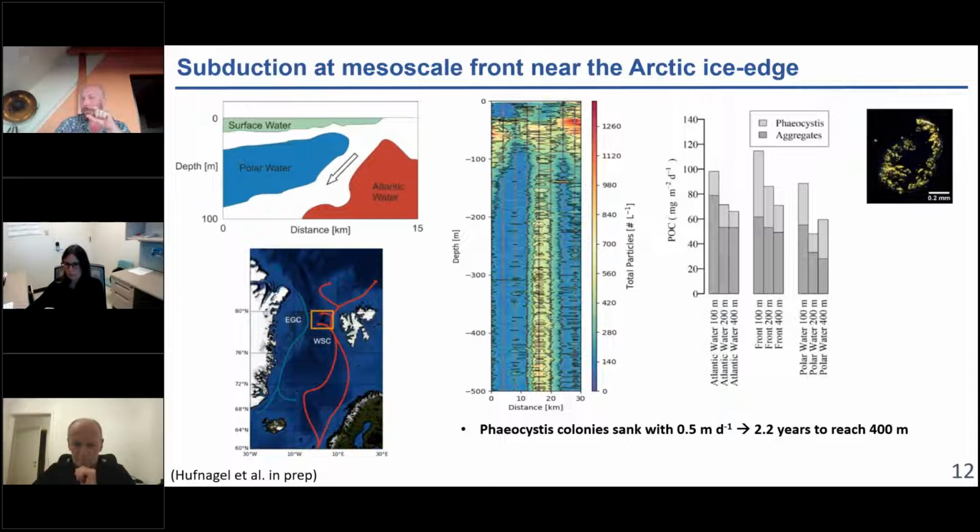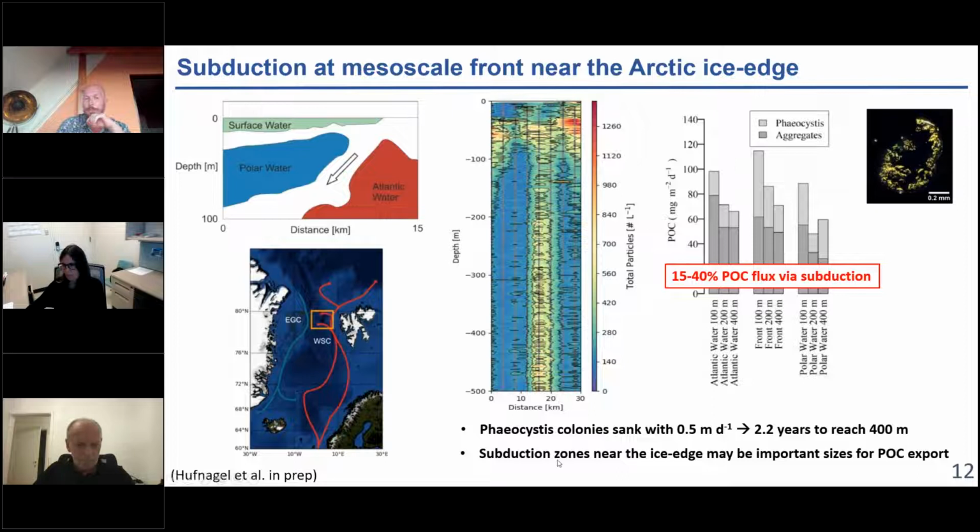And these Phaeocystis colonies were fresh, happily photosynthetic, so it wasn't 2.2 years that they had been in the deep ocean. That was clear. And when we calculated the exact carbon flux, between 15 and 40% of the total carbon flux was contributed by Phaeocystis. So that really suggests that the subduction zones near the ice edge may be important sites for POC export at the moment.